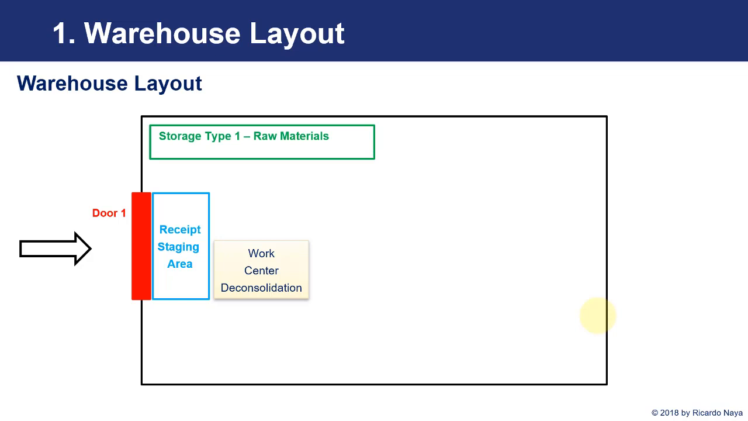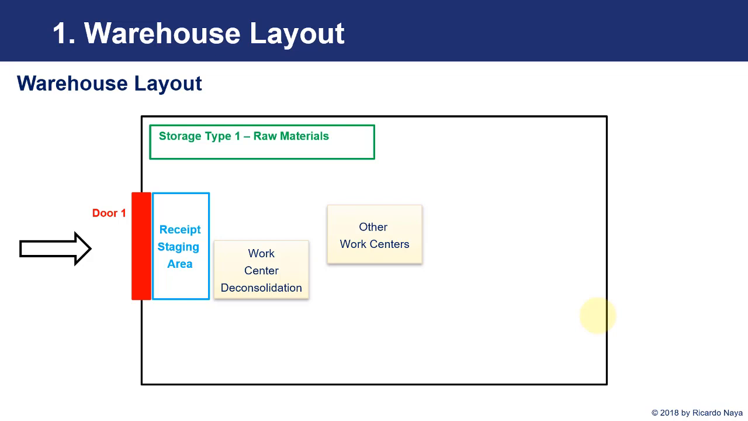We might have a specific storage type for raw materials. We might have different storage types depending on the needs. Maybe some of them for racks, some of them for shelves, depending on the kind of materials. But imagine that for this example, we are talking about one storage type for raw materials. So we will put away then these materials until they are needed, either in the plant or we need to deliver them.